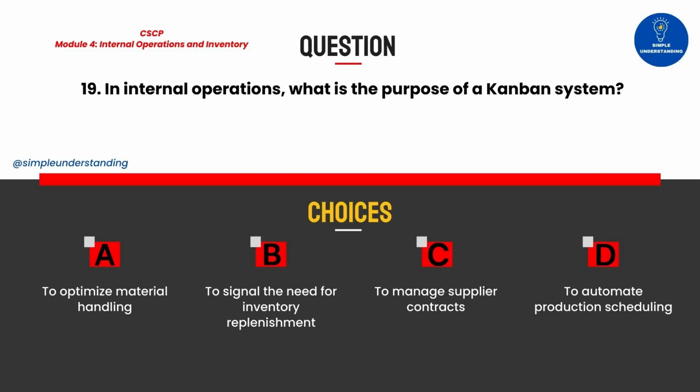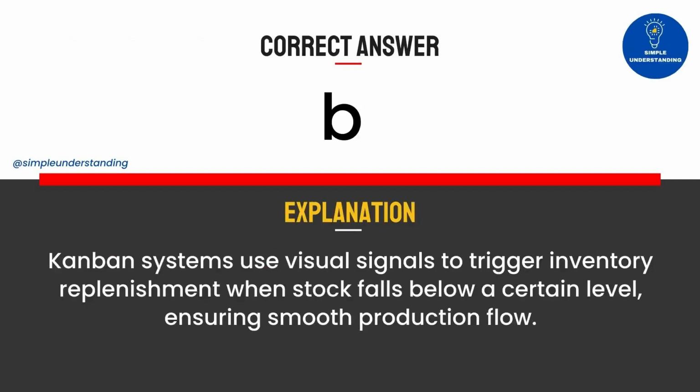B. To signal the need for inventory replenishment. C. To manage supplier contracts. D. To automate production scheduling. Correct answer: B. Explanation: Kanban systems use visual signals to trigger inventory replenishment when stock falls below a certain level, ensuring smooth production flow.